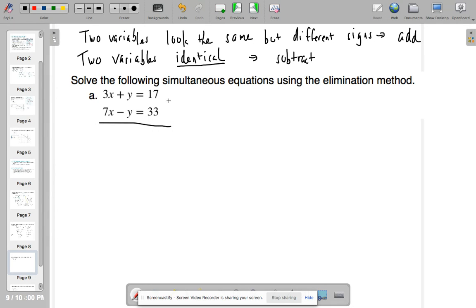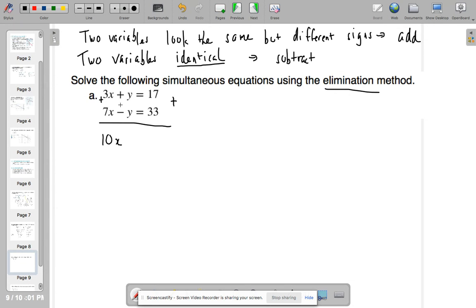Now what does that mean? Well, I add the x's, I add the y's, and I add the numbers, and I put the totals down beneath here. So if I add 3x and 7x, 3x plus 7x is 10x. If I add plus y and minus y, I get 0. And that's the whole point of the elimination method. It's called that because when you do this process, you eliminate one of the variables. So the y's are gone.